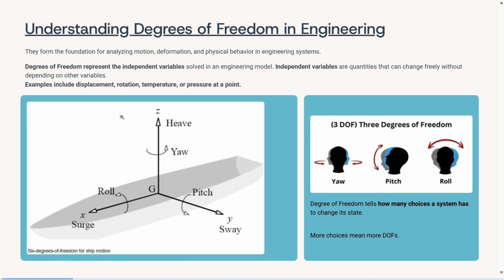Okay. All these images will be clear to you when I teach the upcoming slides. And this is the 6 degrees of freedom for a ship, and this is for our head, which has 3 degrees of freedom. The degrees of freedom will tell how many choices a system has to change its state. If it has more choices, it means it has more degrees of freedom.